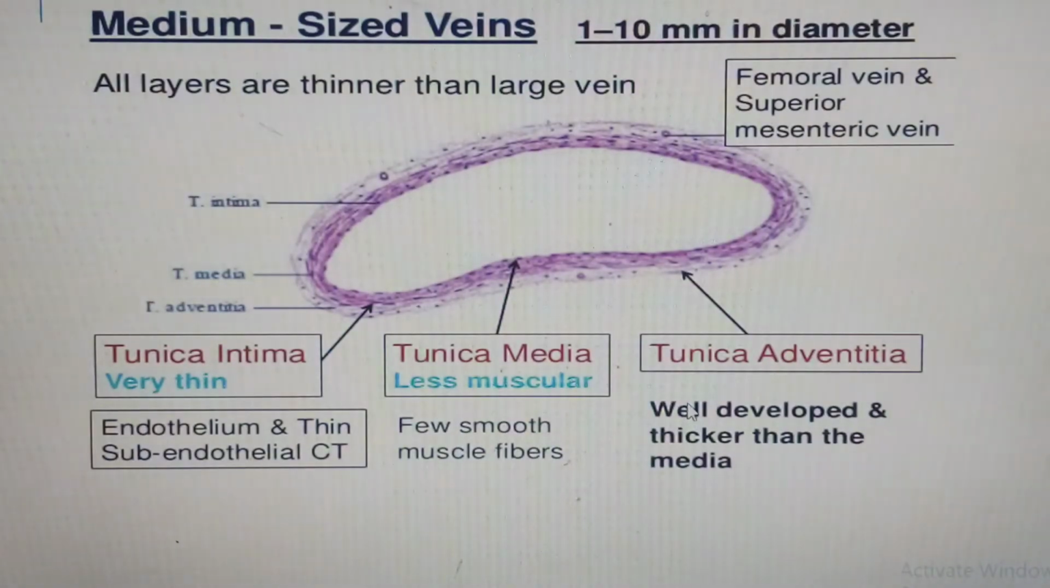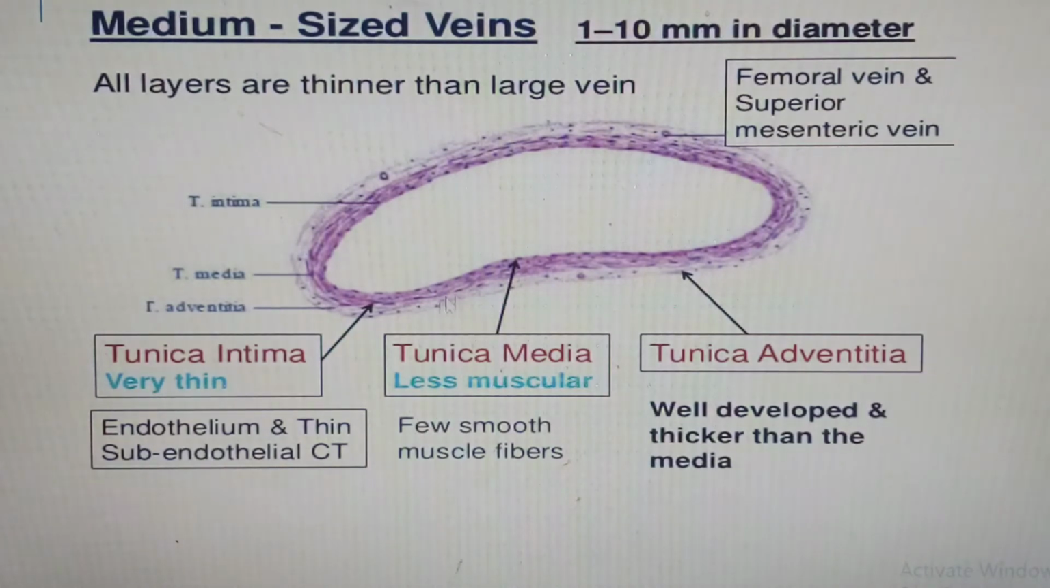Again, we want to give further description to this kind of medium-sized vein. This medium-sized vein is a bit less thick walled compared to what we've seen already. Now, medium-sized veins, examples: femoral vein, pyramidal centric vein. These are all medium-sized veins. And then of course, there are coats.